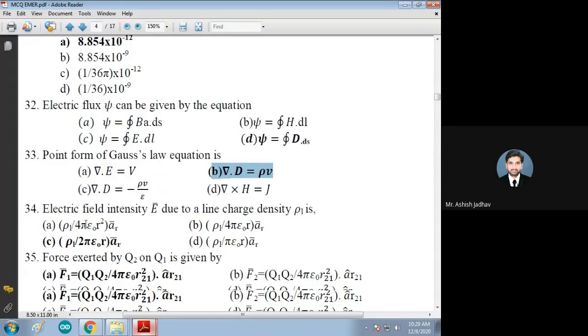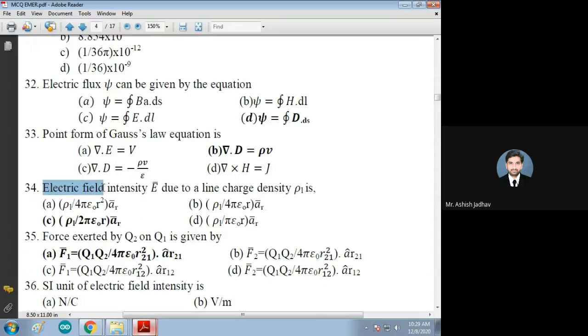हा झाला point form. त्यानंतर इलेक्ट्रिक फील्ड इंटेन्सिटी E bar due to line charge density rho l is, हा फॉर्म्युला विचारलेला. You should be able to select this. rho l upon 2 pi epsilon naught r a bar r.